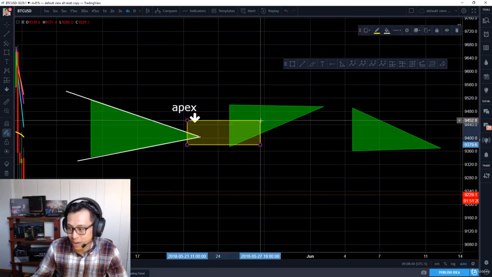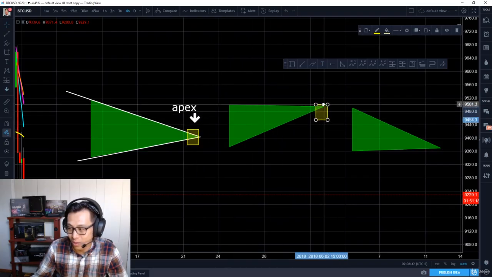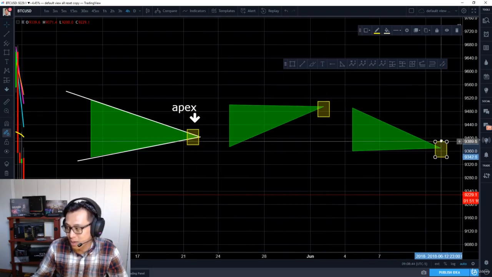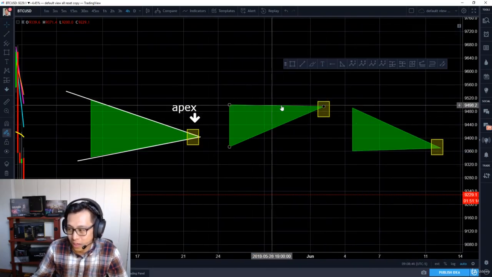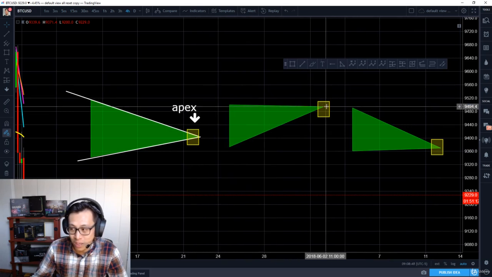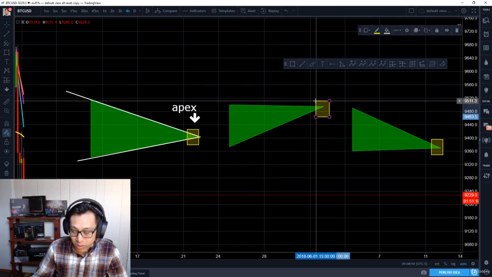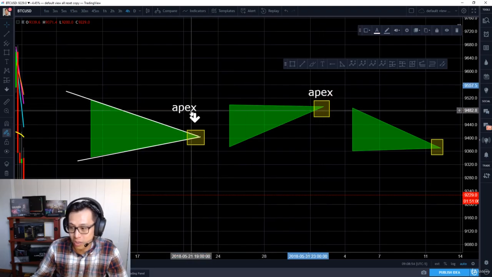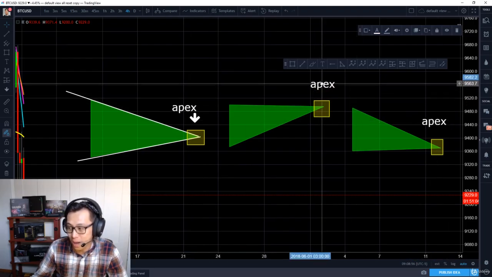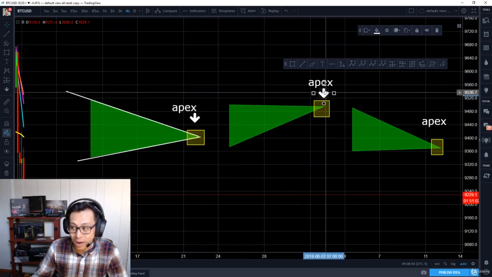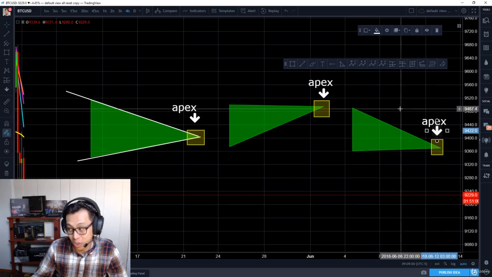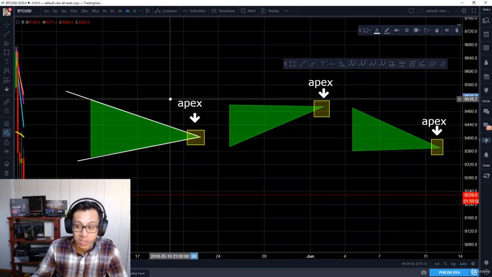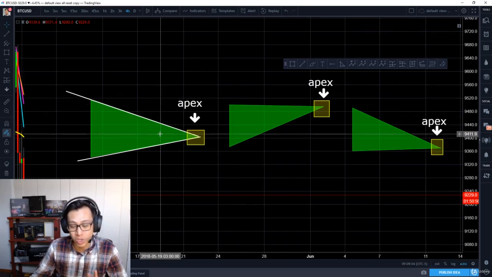This is called the apex as well, right over here, and this right here is called the apex as well. It is where two converging lines meet. They don't necessarily always get to the apex, but there's a very strong chance that it's going to get there. So we don't bank on it getting there, but there's a strong chance that it does, especially for these symmetric triangles.